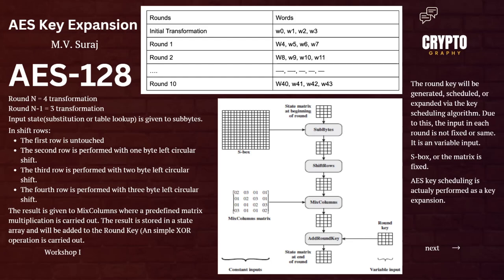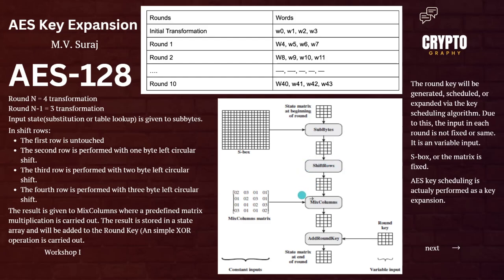In shift rows, it's really simple. The first row you keep untouched, you will not touch it. In the second one, you move each content to the left by 1 byte. In the third one, you move each byte to the left by 2, so that's a 2 byte left circular shift. And in the fourth one, you perform a 3 byte left circular shift. That's basically what's happening in shift rows.